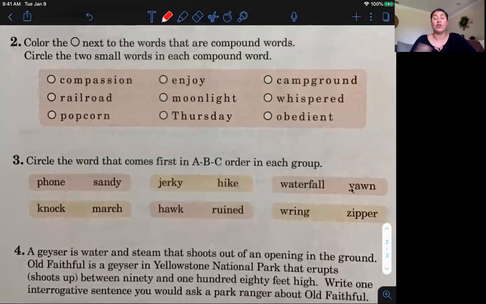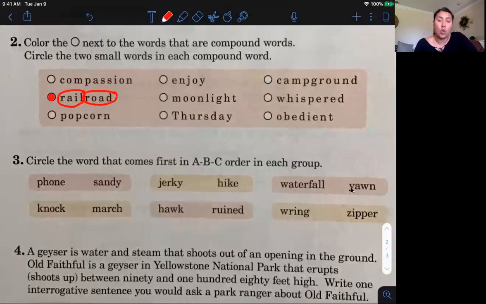Oh, we haven't reviewed compound words in a little bit. Let me remind you, compound words are two words that stand alone, but we could put them together to make a new word, okay? So it has to be two complete words, okay? All right, compassion. Well, is there such thing as comp? No. Passion is a word, so not compassion. What about railroad? Well, I want you to circle the two words. That way we are sure that it's a compound word. Yes, railroad is a compound word.